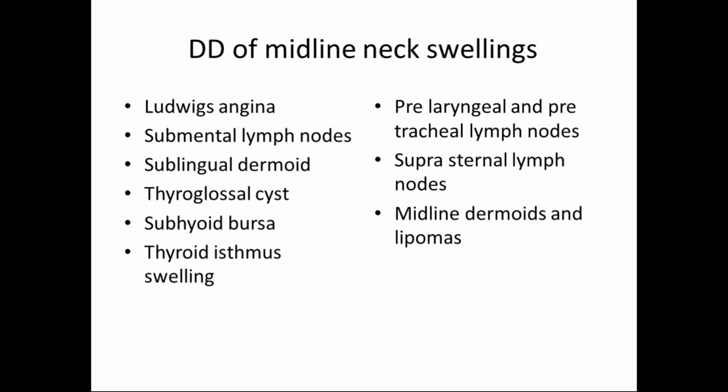We have seen the submental triangle consists of submental lymph nodes, so any lymphadenopathy. Next is the sublingual dermoid. You know thyroglossal cyst, subhyoid bursa, thyroid swellings. If it is an isthmus swelling, it will be present in the midline. Next, another main structure: pre-laryngeal and pre-tracheal lymph nodes. Next are the suprasternal lymph nodes, midline dermoids and likewise. So for any midline neck swelling, you should remember all these differential diagnoses.